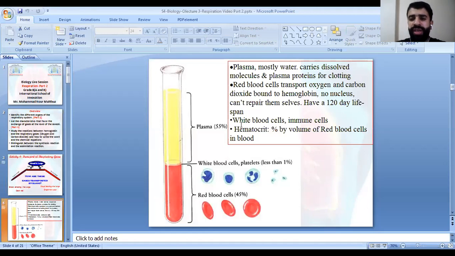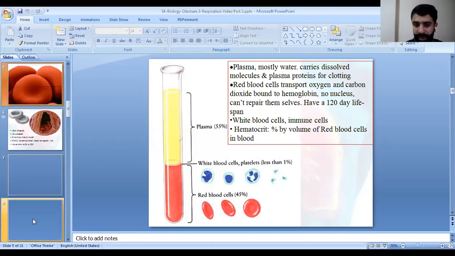Plasma is mostly water. It carries dissolved molecules and plasma proteins for clotting. Red blood cells transport oxygen and carbon dioxide. They don't have a nucleus, that's why they are called anucleated cells. They have a lifespan of 120 days. White blood cells are classified as immune cells. They have an important role in immunity. Hematocrit. What is hematocrit? It's the percentage by volume of the red blood cells in blood.